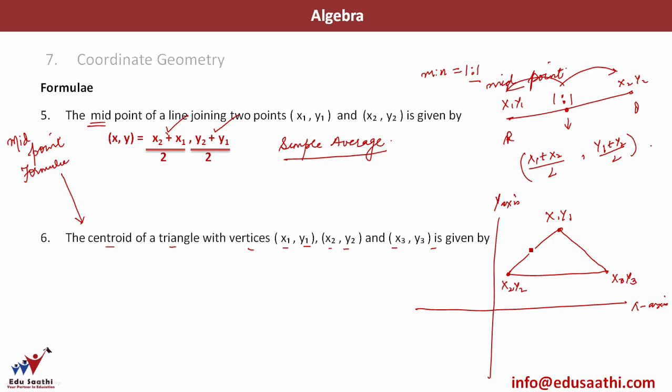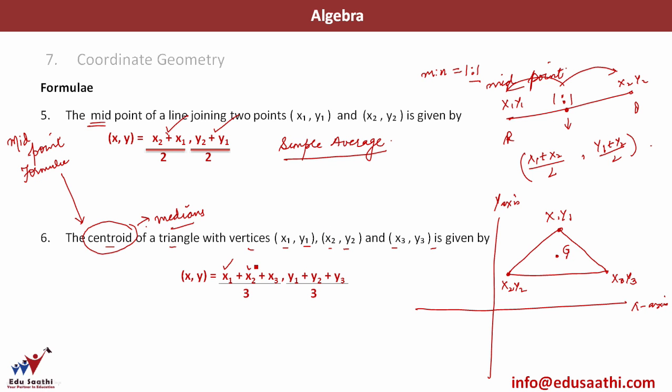Now, centroid. I hope you remember what a centroid is. The centroid is the point of intersection of medians, which will lie somewhere here. This point is denoted by G. The coordinates of this centroid would be given by, again, the simple average of all three vertices.